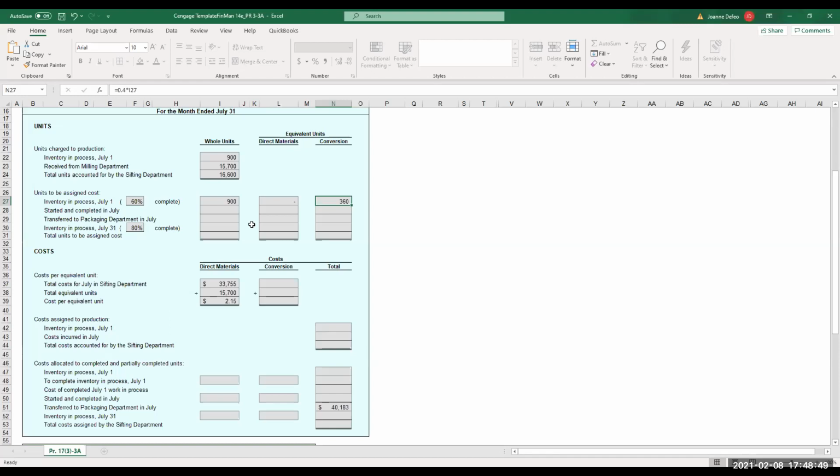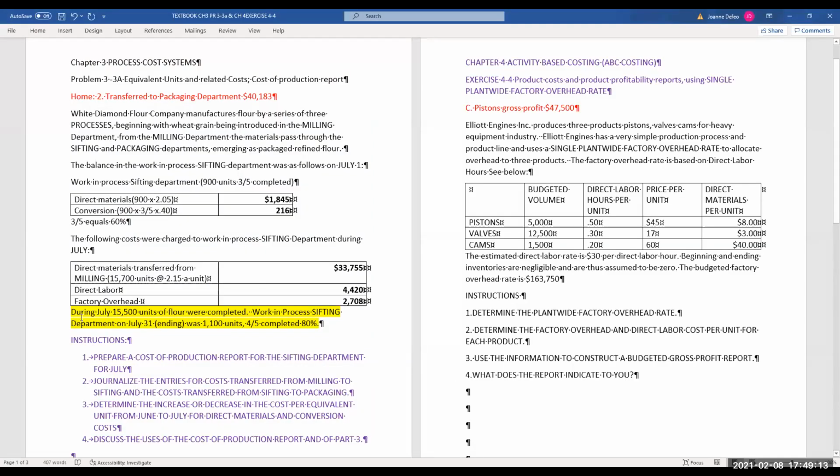So what was started? All right, let's see. We know here that what was transferred to the packaging department, they told us, was 15,500. They told us that that was transferred. Let's go back and look at that so we could see it with our eyes. They said during July, 15,500 units of flour were completed. So let's go back again to our Excel sheet. Let me just find it. I got a couple Excel sheets here.